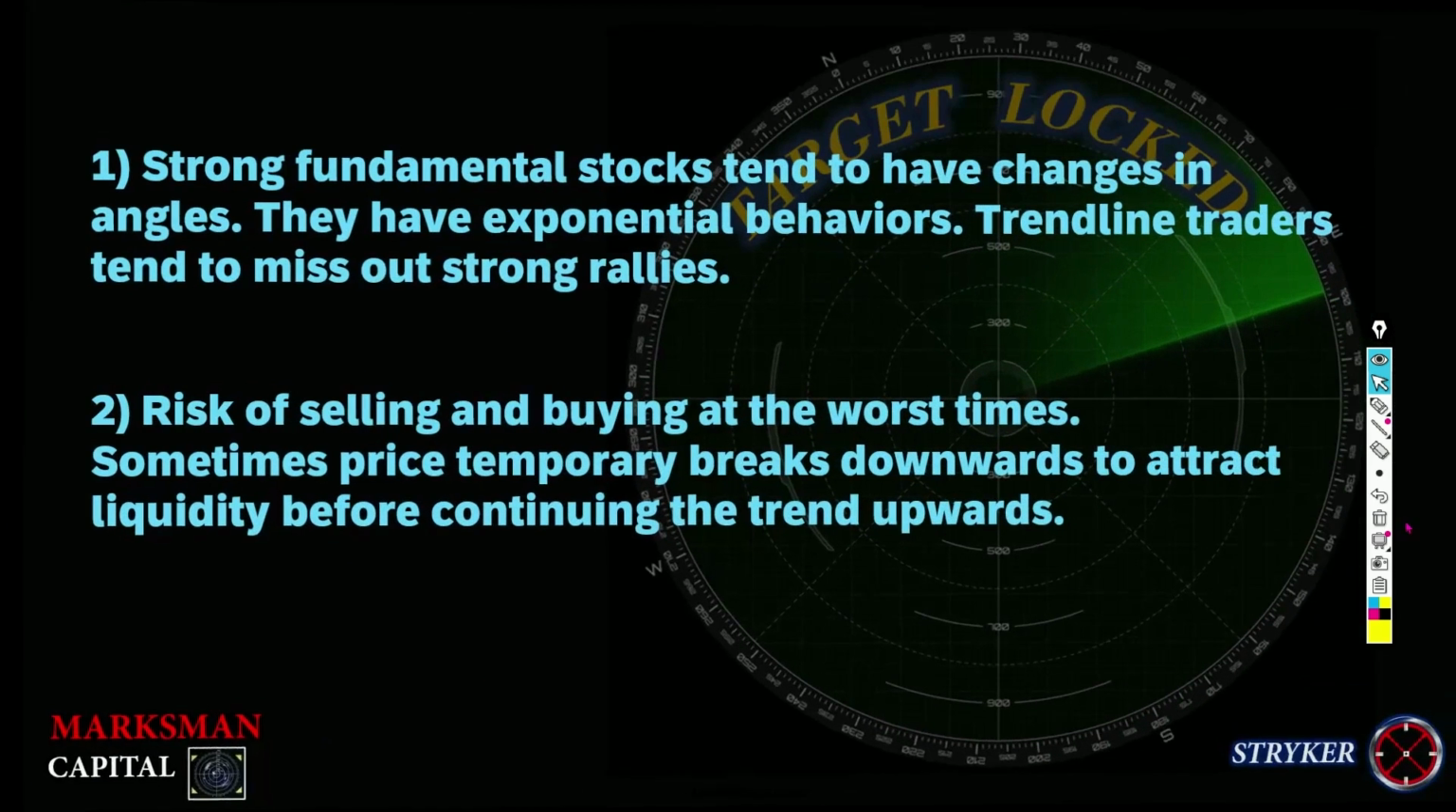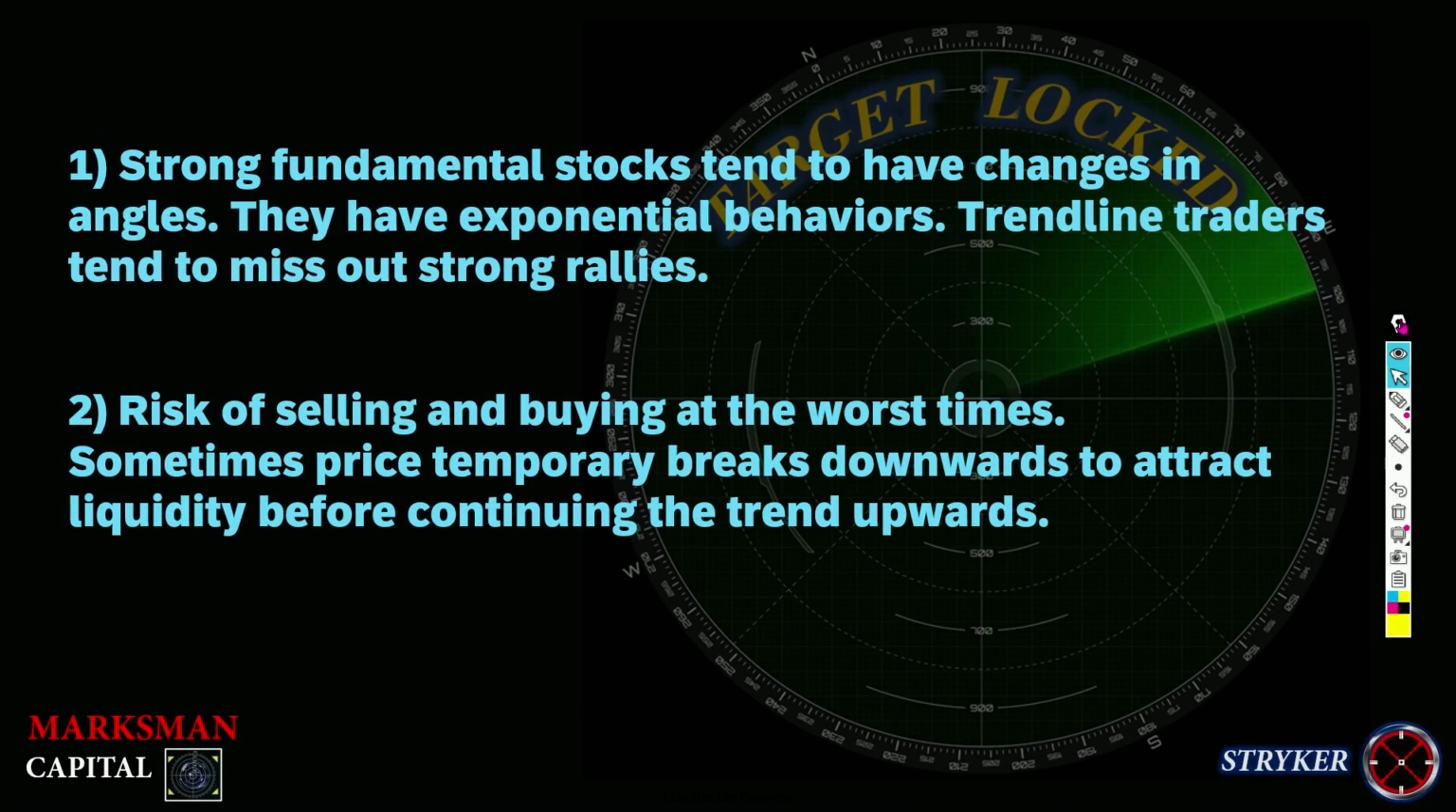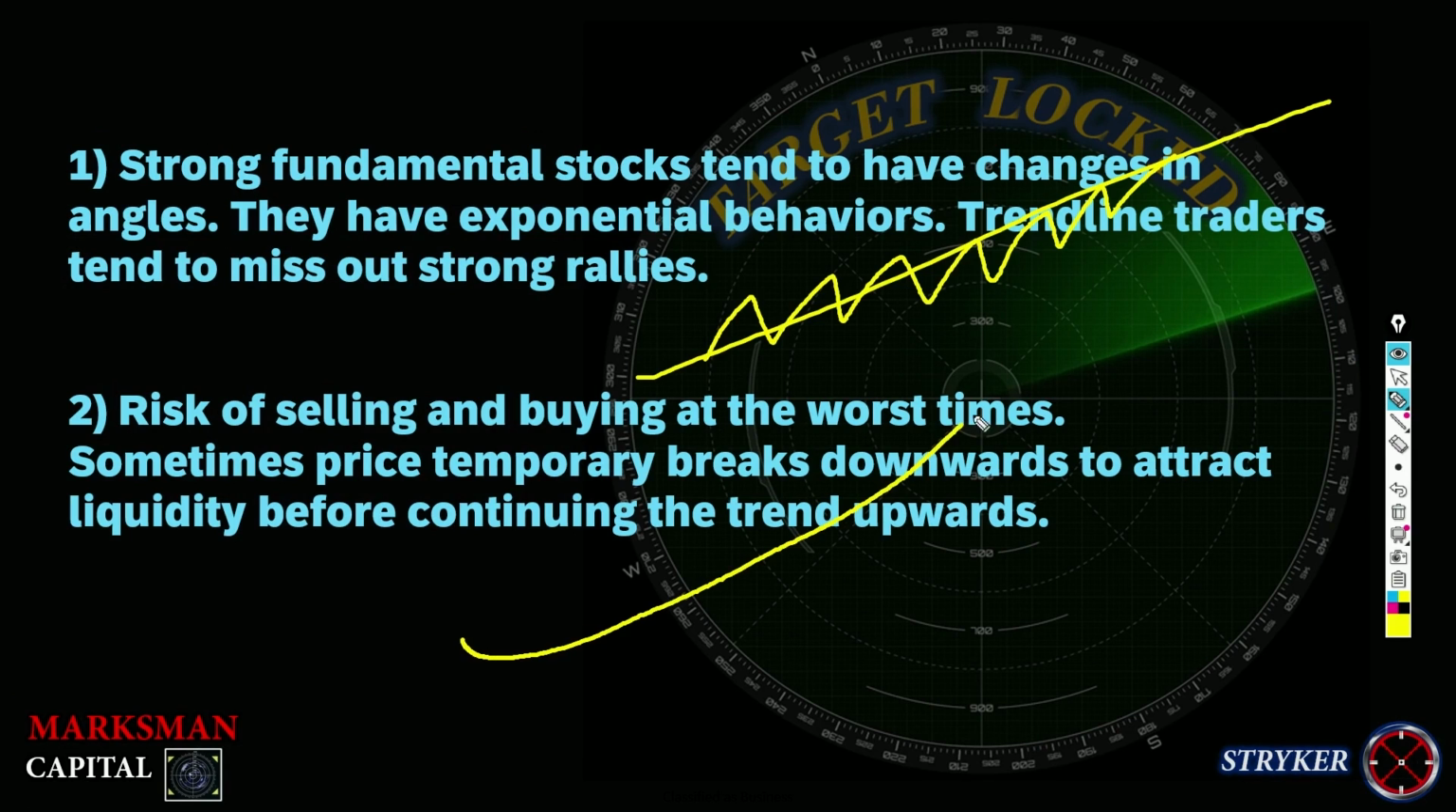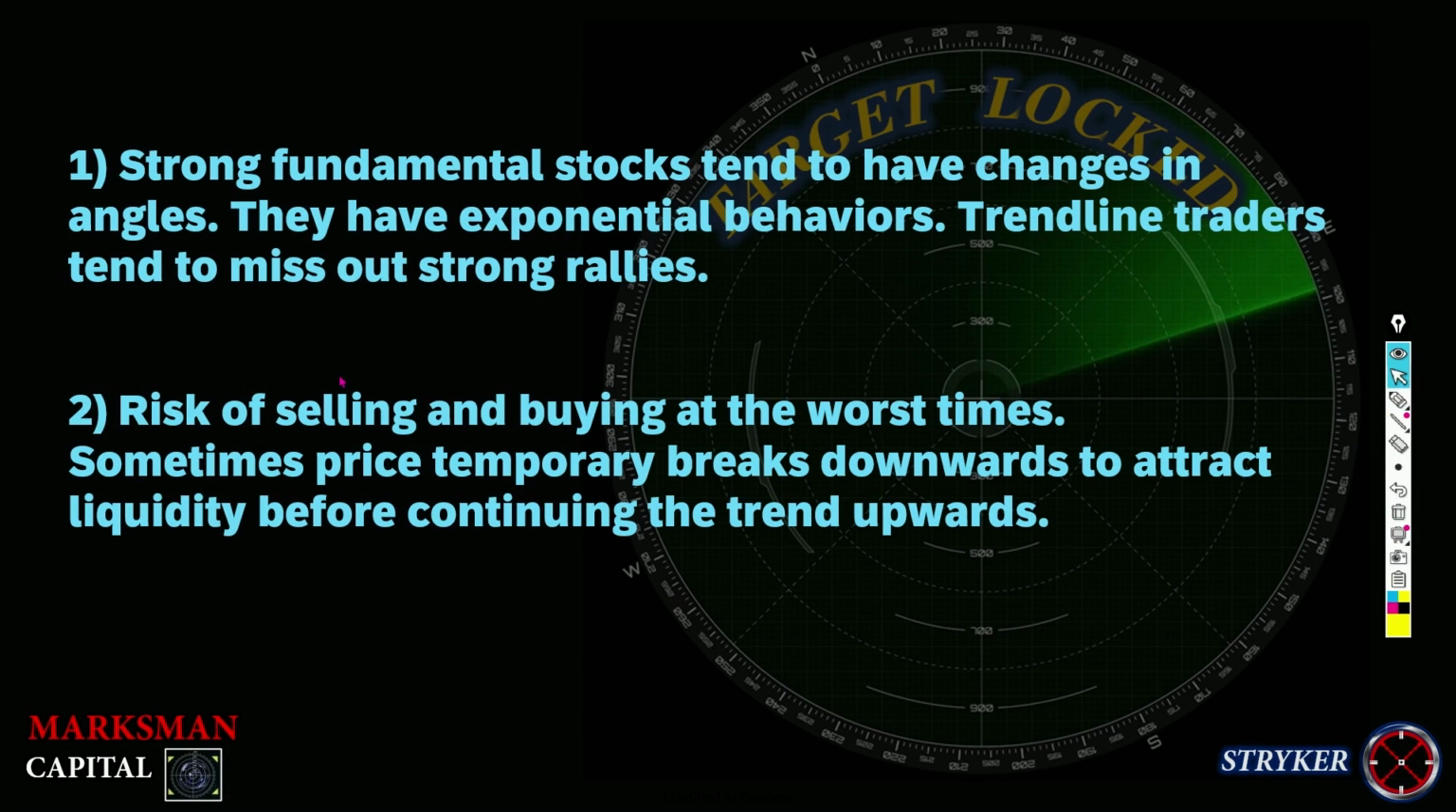All right, so here's a recap. If we are going along with strong fundamental stocks, they tend to change in angles. They have very exponential behaviors. Actually, in all strong fundamental stocks, they don't go up in a 45-degree manner. Over a long period of time, they would go up in exponential behavior. So trend line traders tend to miss out on strong rallies. So there's a risk right there.